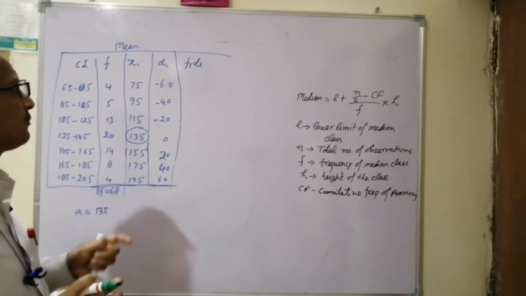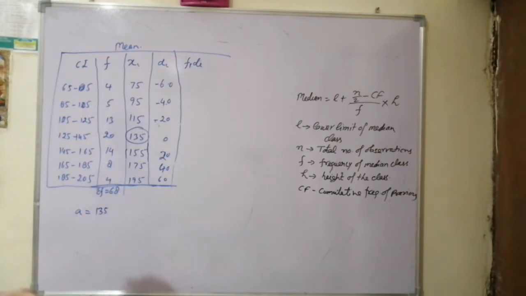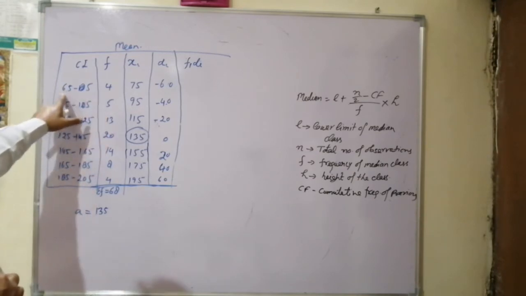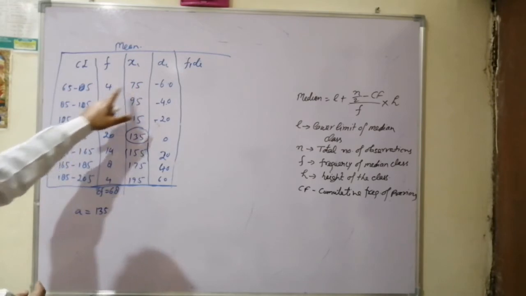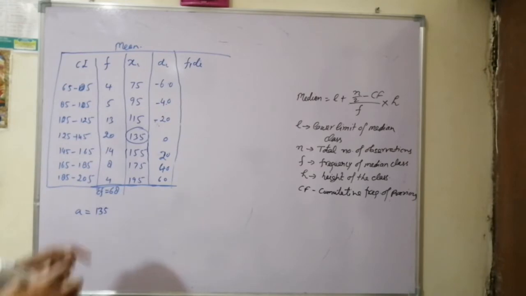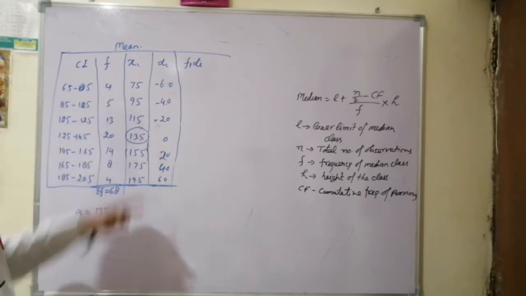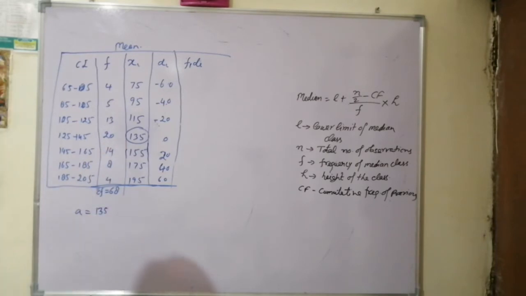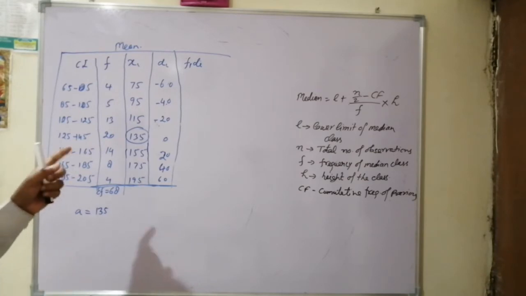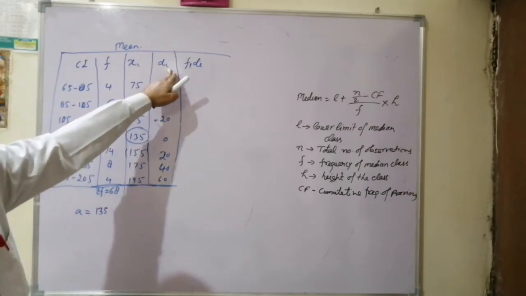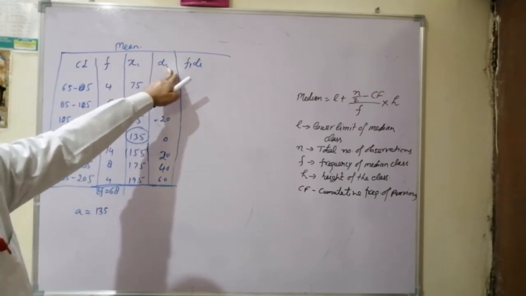First of all, I would like to tell how to get x. X is got by adding the lower and upper limits and dividing by 2. So 65 plus 85 divided by 2 is 75, 85 plus 105 divided by 2 is 95, and so on. From all these x values, I have selected 135 as the assumed mean. Now we subtract 135 from each x value, and we get D, the deviation.